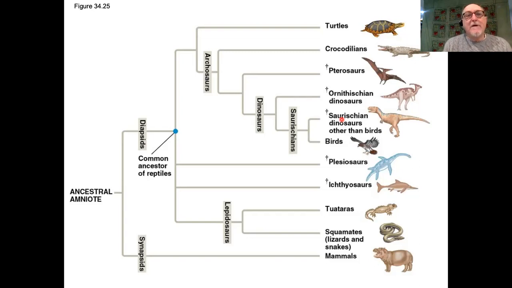They were a very, very diverse group, but they appear to have started to decline and may have been on their way, many of the dinosaur groups, to extinction anyway, when this cataclysmic event, the striking of an asteroid off the coast of Mexico, produced a worldwide cataclysm.